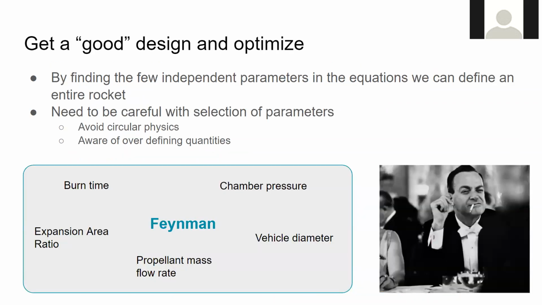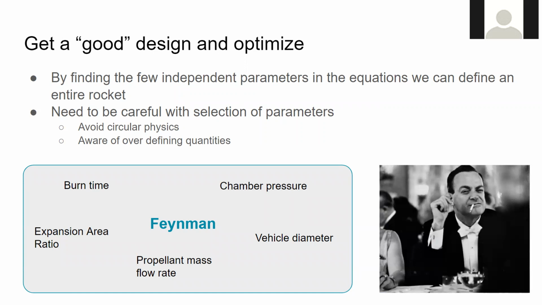And the third thing that you can do is to try and get a good design and then optimize from there. And the best way that we have found to do this is by finding the very few independent parameters in the rocket equations and defining a rocket based off of all of those. If you're curious, those 5 parameters that we have found are the burn time, chamber pressure, vehicle diameter, propellant mass flow rate, and the expansion area ratio in the engine. But in reality, it's not important as long as you have some variable parameters that you can change that changes your overall rocket.